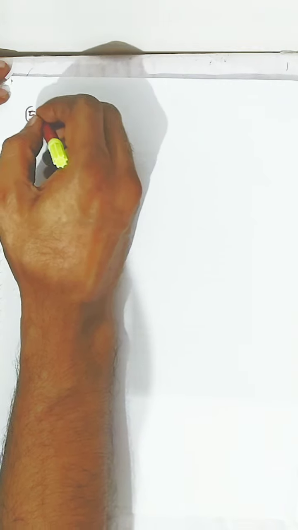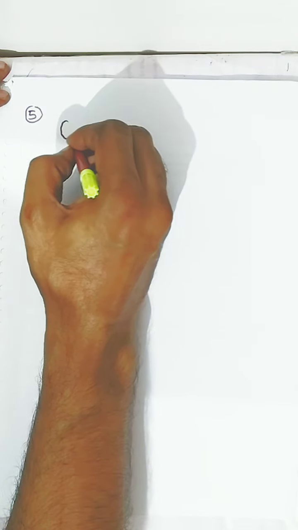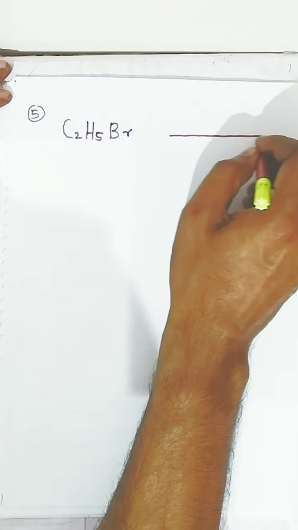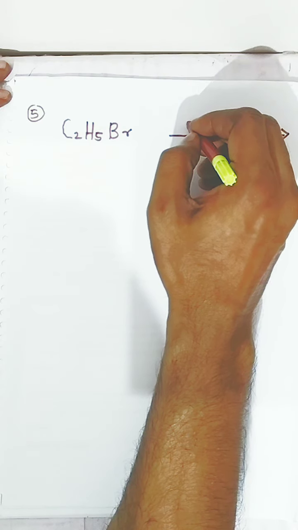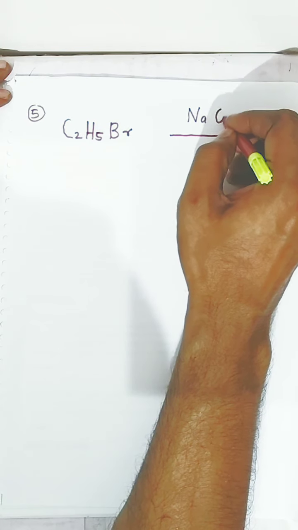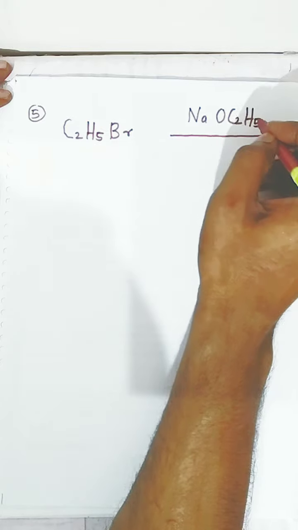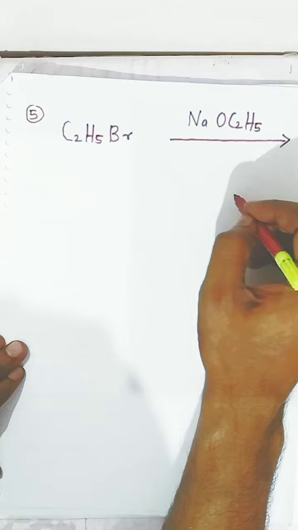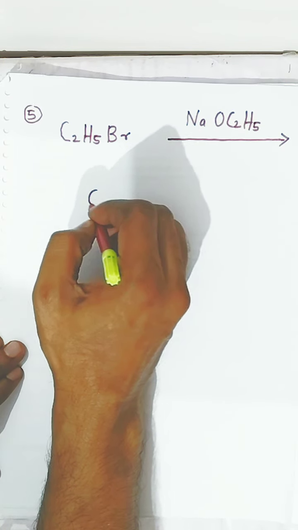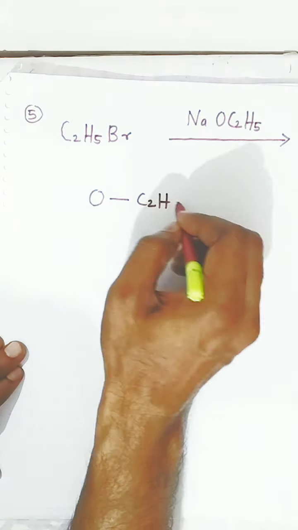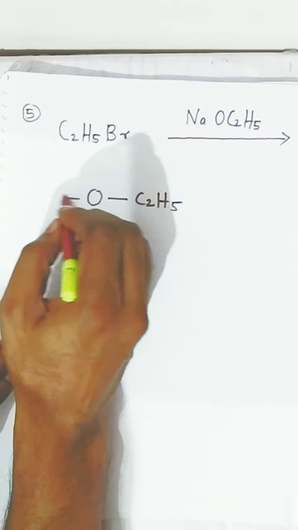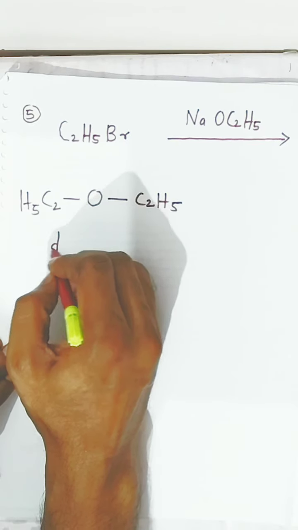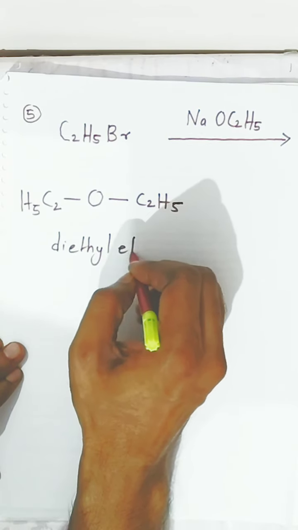Now students, the fifth reaction of ethyl bromide. You have C2H5Br, ethyl bromide. If you add sodium ethoxide, C2H5ONa, this is sodium and this is ethoxide, what happens students? You will get an ether, oxygen with C2H5 on this side and C2H5 on the other, a 4-carbon ether. This is called diethyl ether.